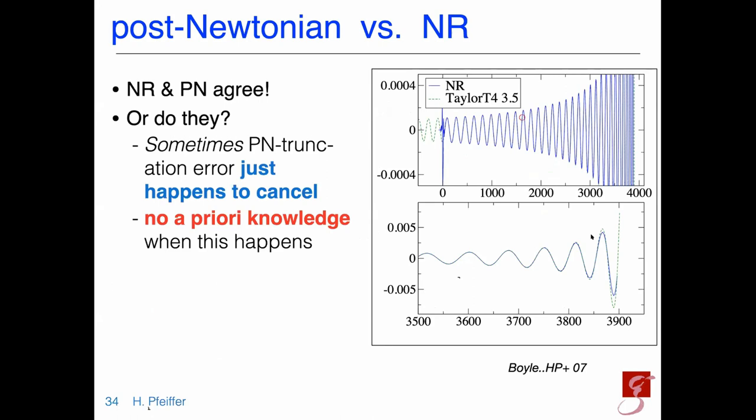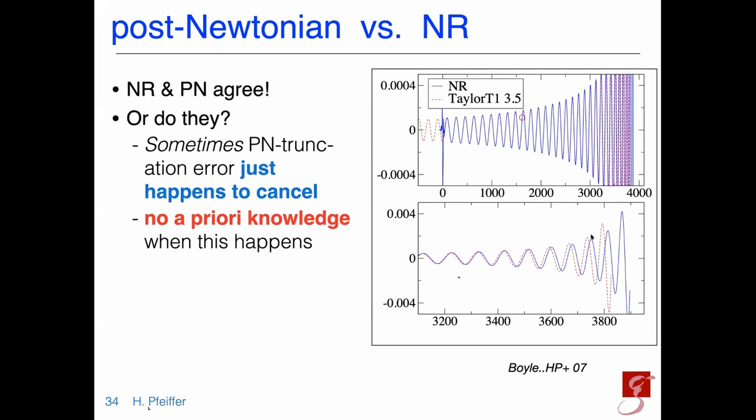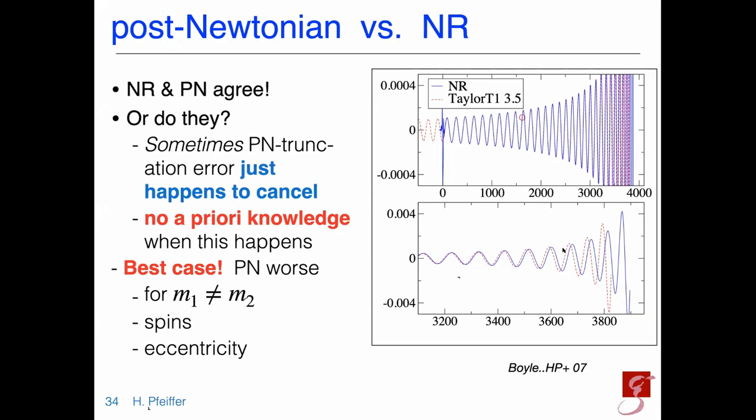Unfortunately, the level of agreement or disagreement depends on which post-Newtonian approximant you use. If you use a different one, you see much bigger dephasings. There are always post-Newtonian truncation errors, and sometimes truncation errors coming from different parts of the calculation just happen to cancel each other, but usually they don't. Unfortunately, there's no a priori knowledge of when this happens and which post-Newtonian approximant might be best.